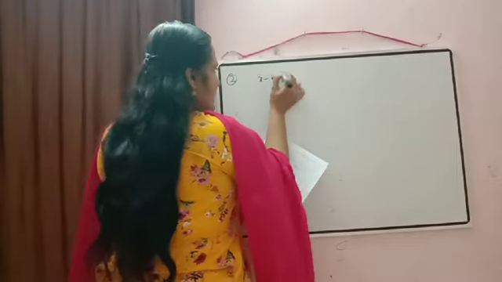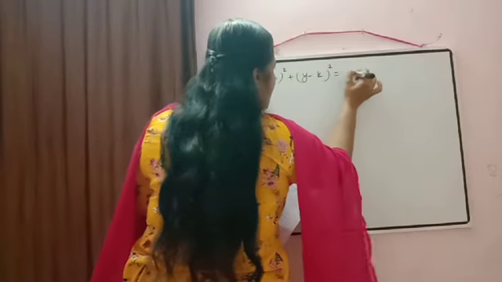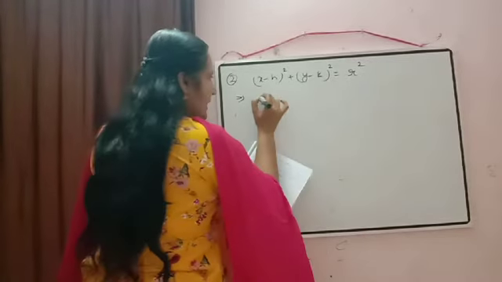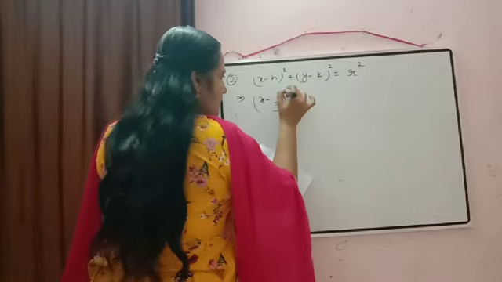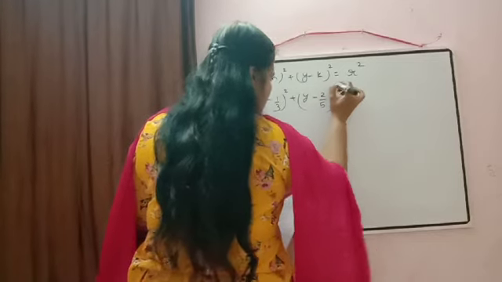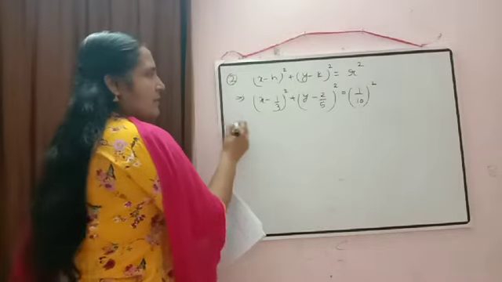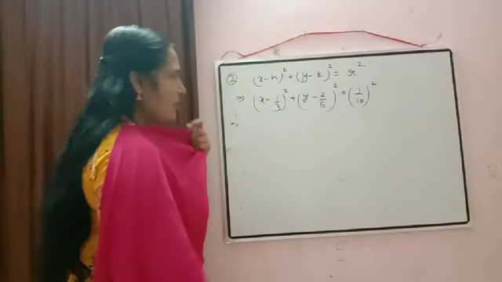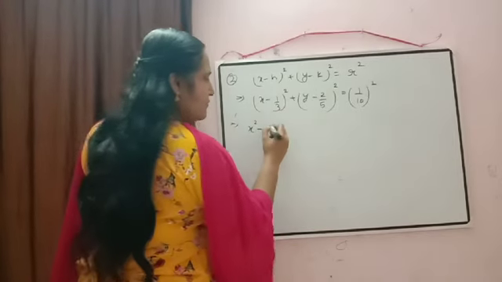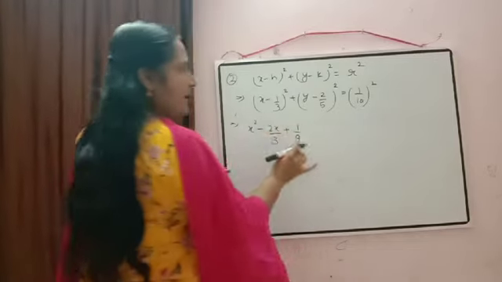Yes. Equation of circle is (x minus h) the whole square plus (y minus k) the whole square is equal to r square. Just substitute the values: (x minus 1 by 3) the whole square plus (y minus 2 by 5) the whole square is equal to (1 by 10) the whole square. Now just expand it. What will come here? x square minus 2 into x into 1 by 3, so that will be 2x by 3, plus 1 by 9.